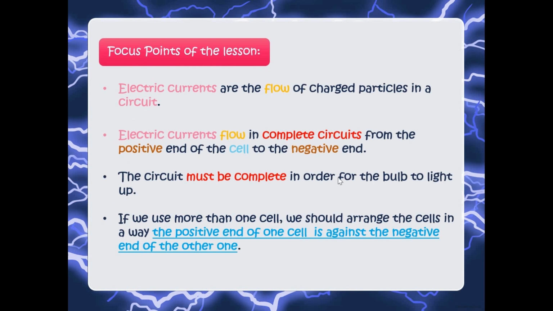The first one is electric currents are the flow of charged particles in a circuit. Electric currents flow in complete circuits from the positive end of the cell to the negative end. The circuit must be complete in order for the bulb to light up. If we use more than one cell, we should arrange the cells in a way that the positive end of one cell is against the negative end of the other one.